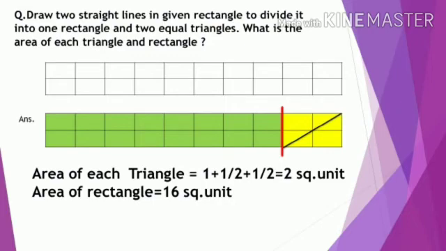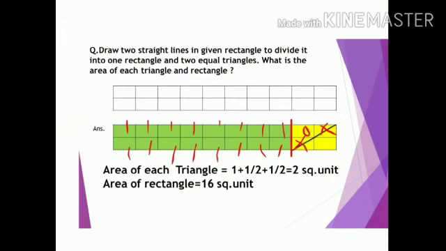Next question is, draw 2 straight lines in the given rectangle to divide it into one rectangle and 2 equal triangles. What is the area of each triangle and rectangle? Students, you can see here it is a rectangle. In this rectangle there are so many small squares, and what we have to do is draw 2 straight lines so that we can get 1 full rectangle and 2 half rectangles. Let's solve how to do this.